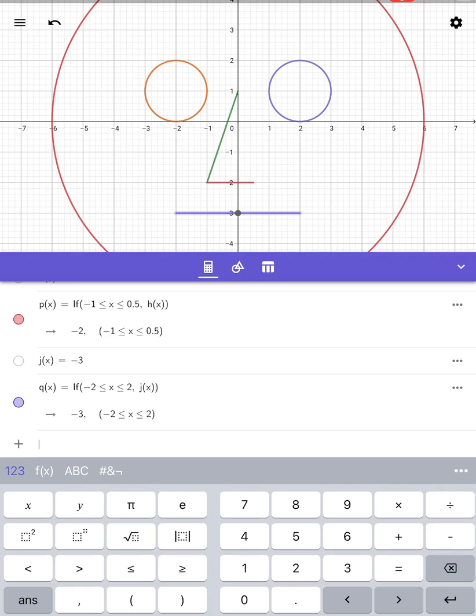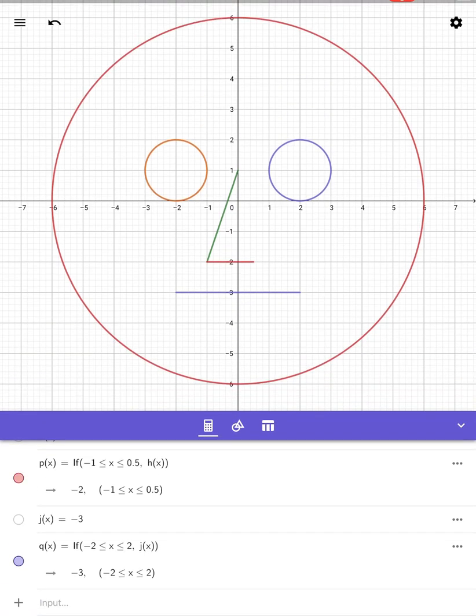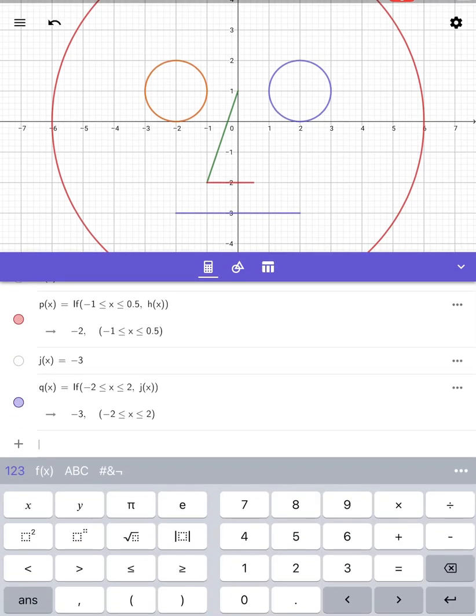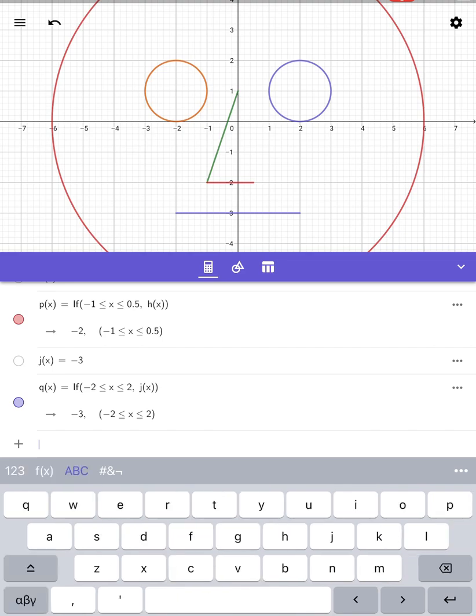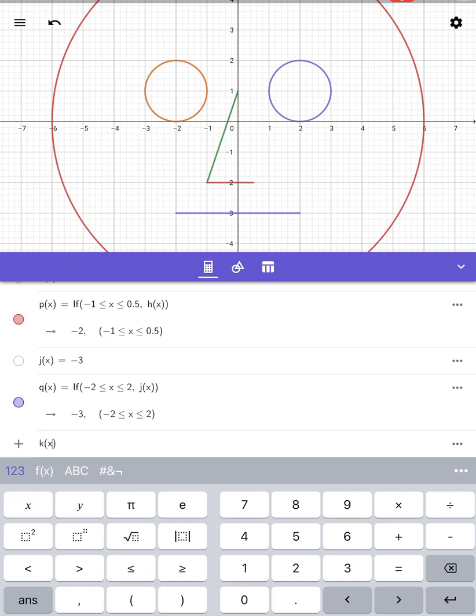And then if I just look at it, the bottom part of the mouth is at -5. So let's go ahead and input HJK. Let's use KX now. You can use any letter. Just try not to reuse it, but even if you reuse it, the software will help you handle that. So it's equal to -5.